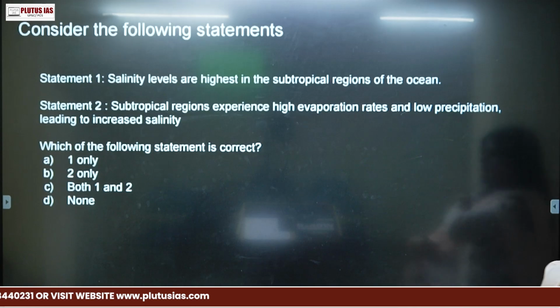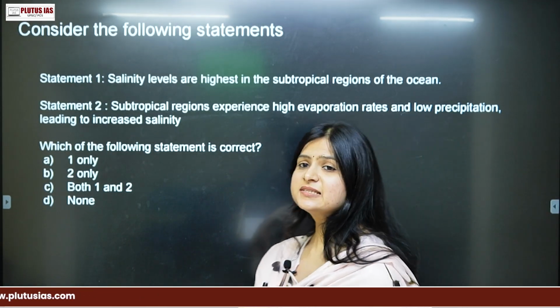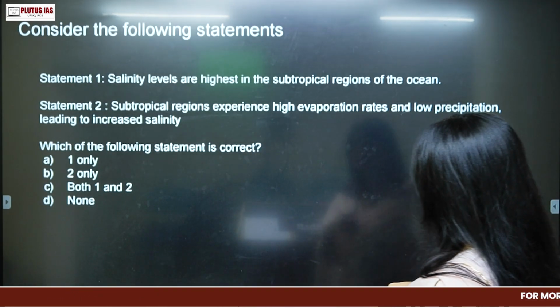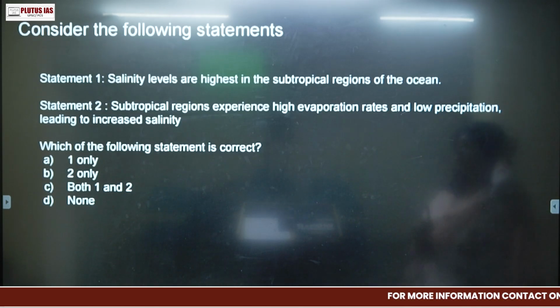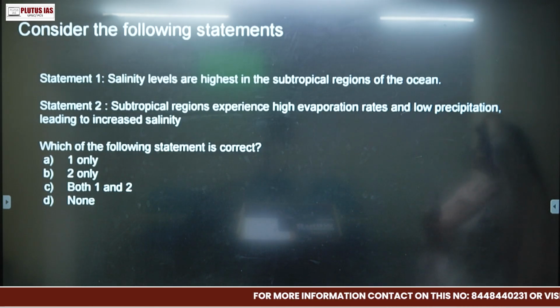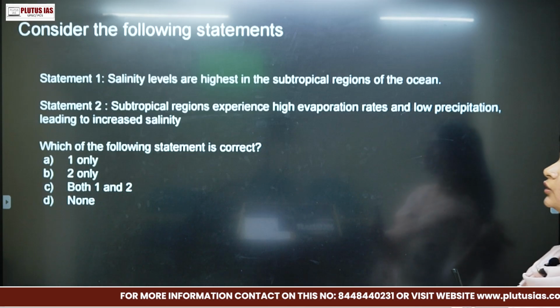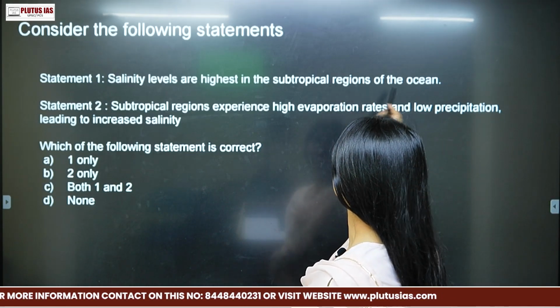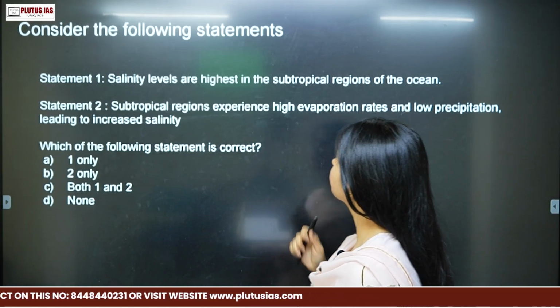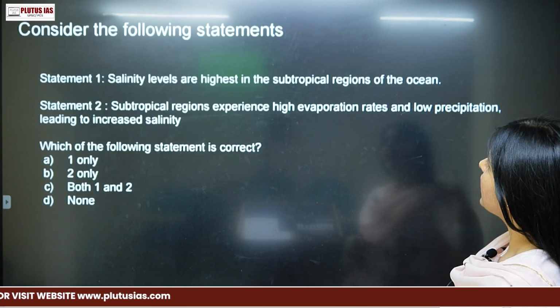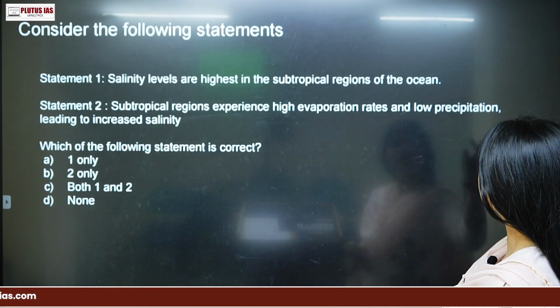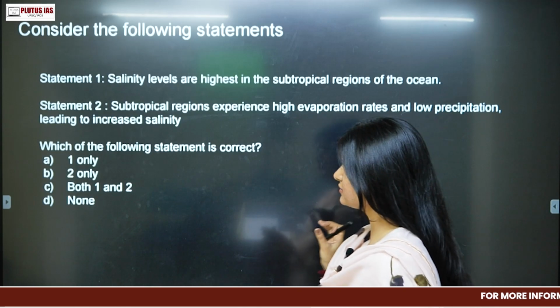Now the next question is, consider the following statements. Salinity levels are highest in the tropical regions of the ocean. Okay, the salinity levels are higher in the tropical regions of the ocean. Statement 2, subtropical regions experience high evaporation rates and low precipitation leading to increased salinity.